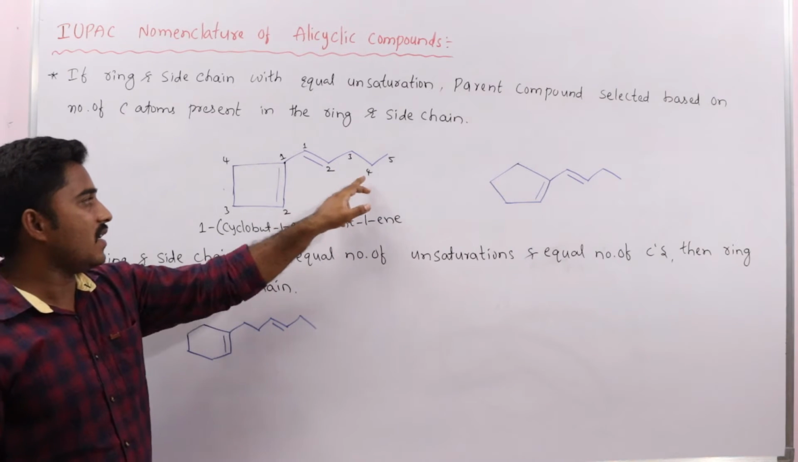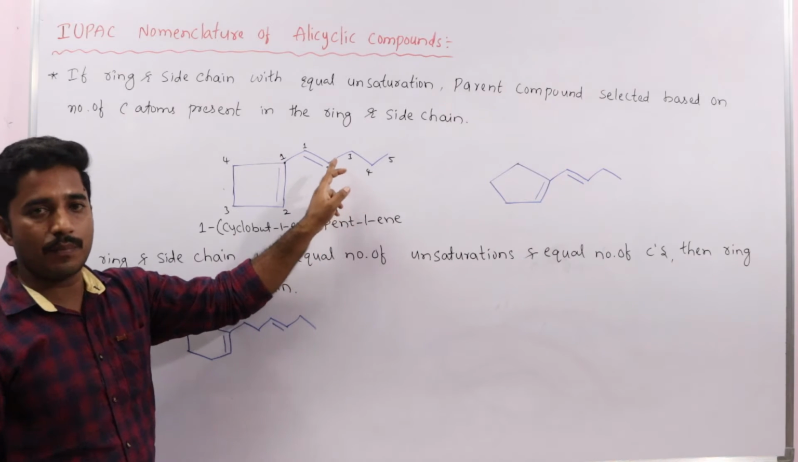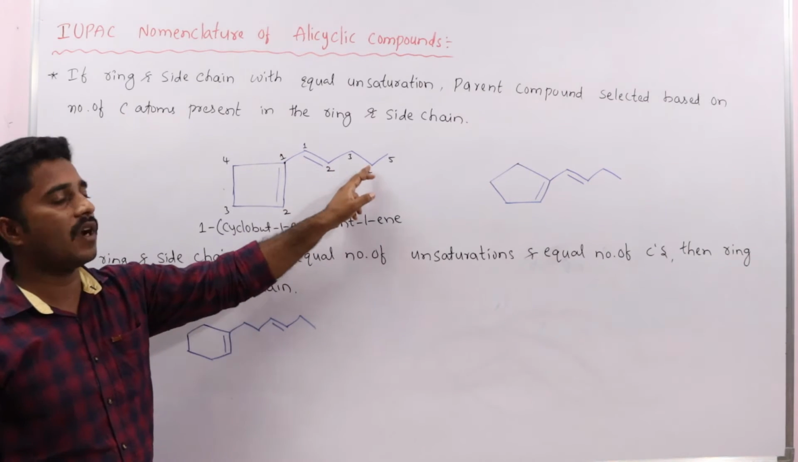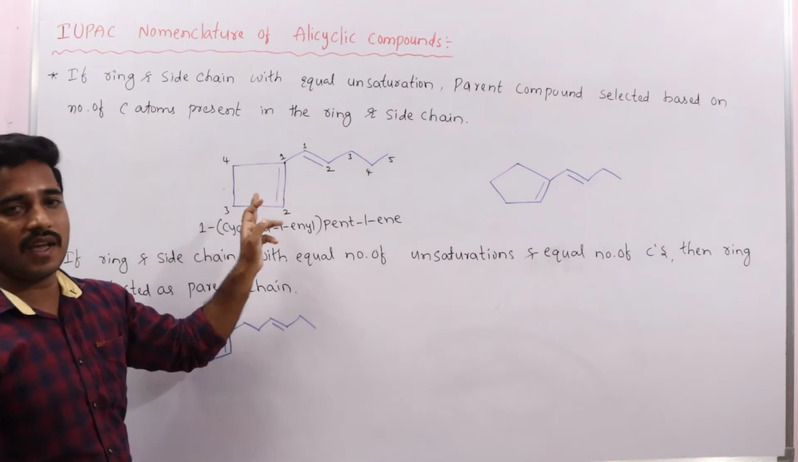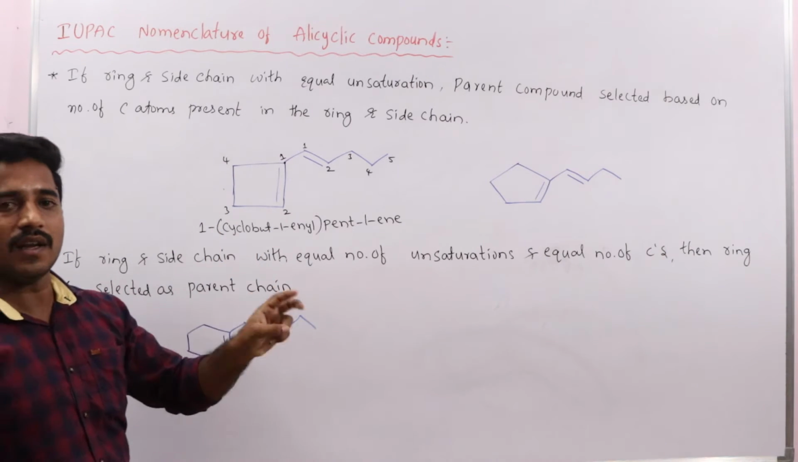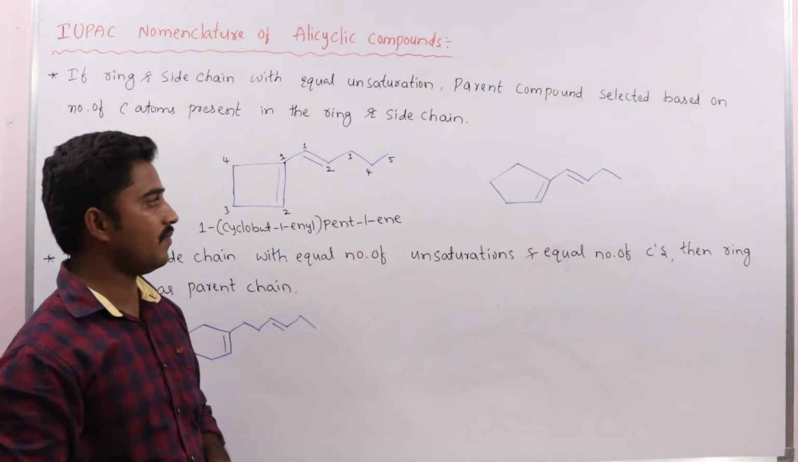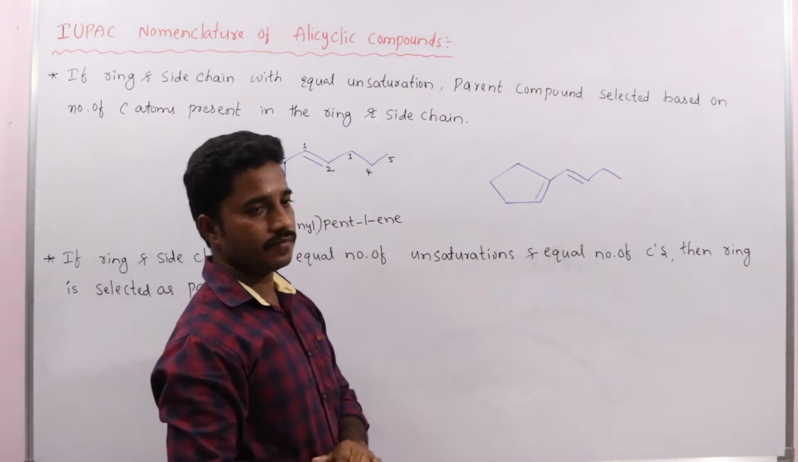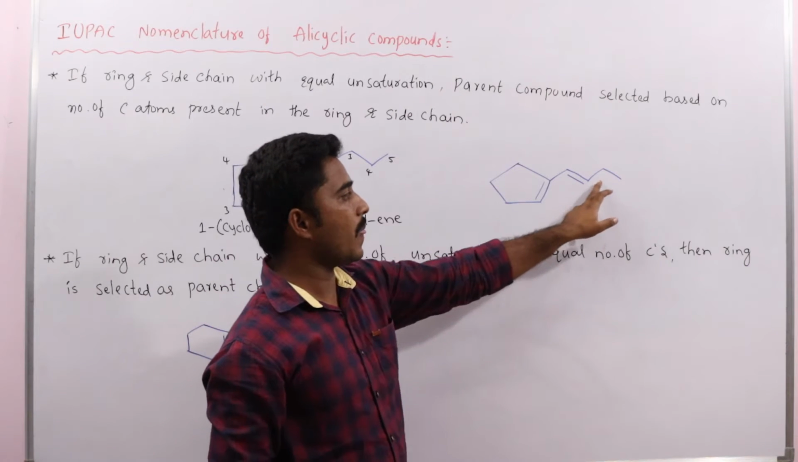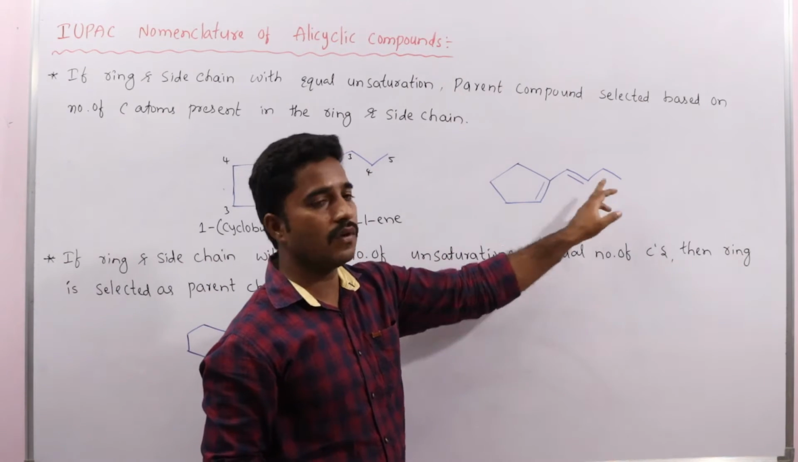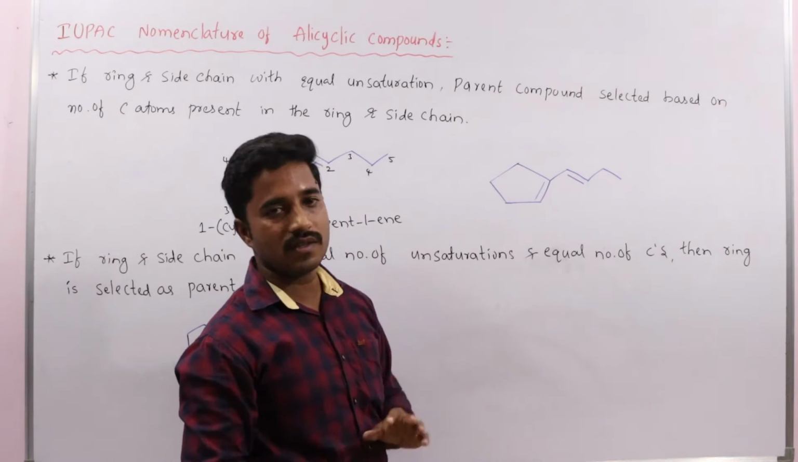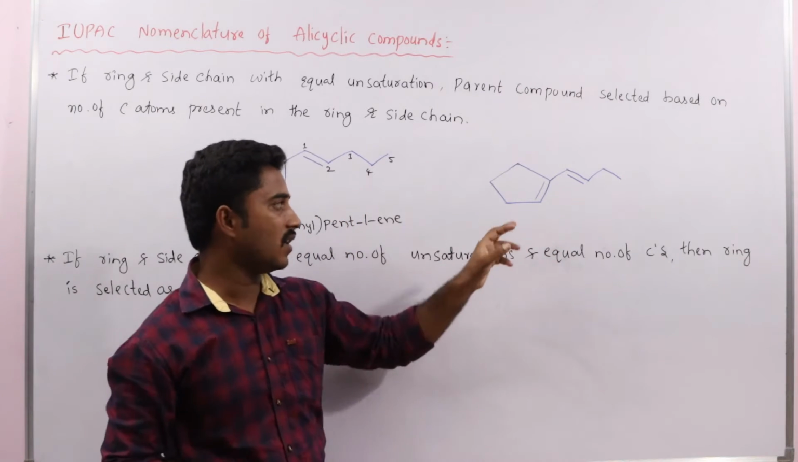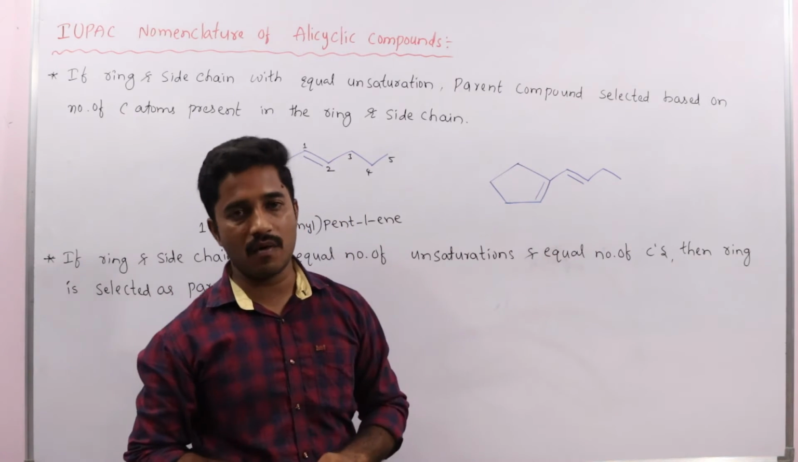So here the side chain was selected as the parent compound based on the number of carbons. It contains more carbons than the cyclic ring, even though they contain similar unsaturations. So here in this example, the side chain has 4 carbons, 1, 2, 3, 4, and the ring has 5 carbons. Equal unsaturations are there. That's why we have to select the ring as the parent compound.